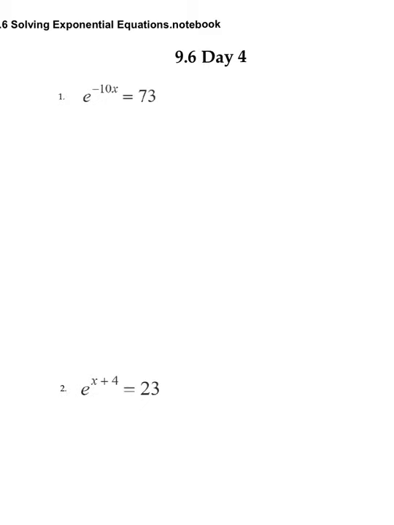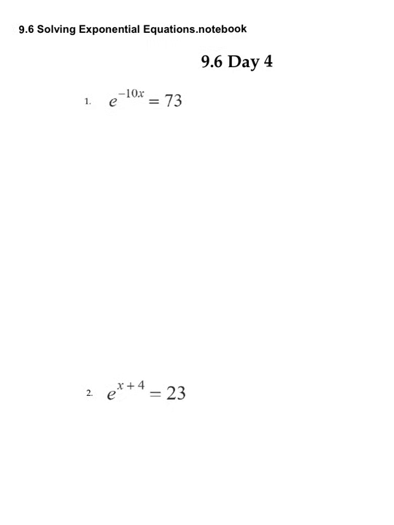Okay, last video for section 9.6, technically day 4. Day 3 and day 4 videos are very similar, so it's nice if you do them together and do the homework together. So question number 1, we have e raised to negative 10x equals 73.